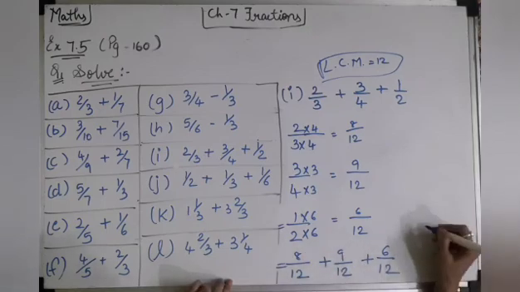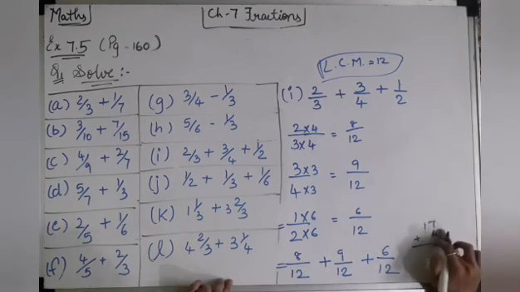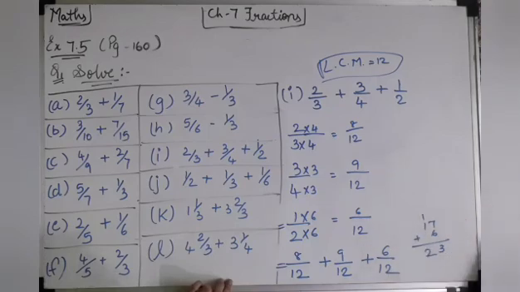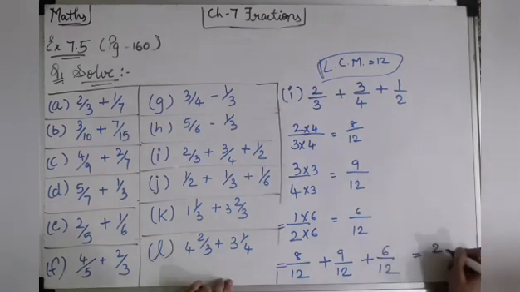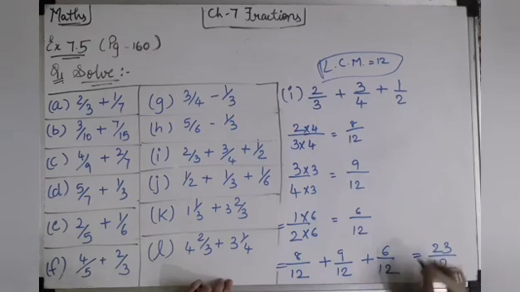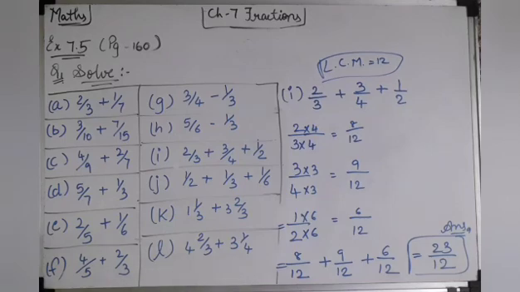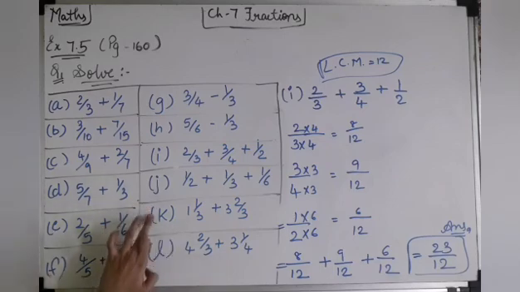17 plus 6. If you are not knowing, you can do the addition. 17 plus 6. 7 plus 6 is 13. And 1 plus 1 is 2. 23. Our answer is 23. So equals to 23 upon 12. Okay. So this is your answer. Like this way only you have to do the further 3 sums.